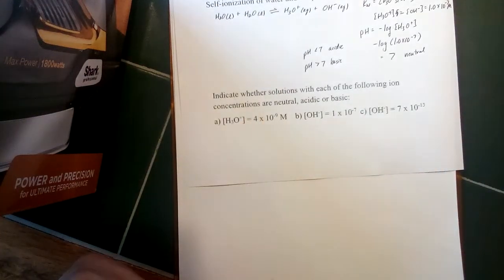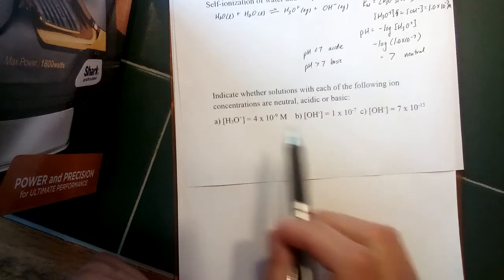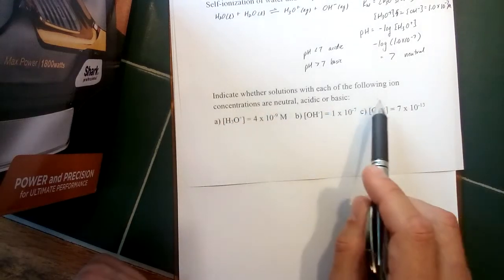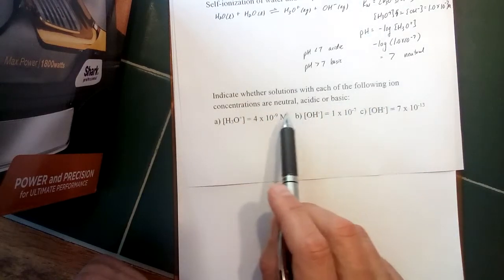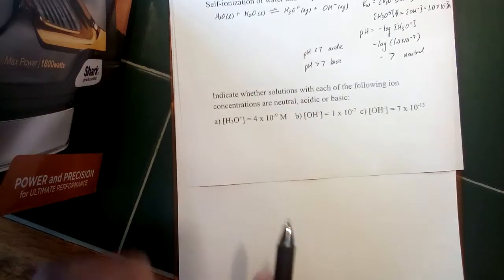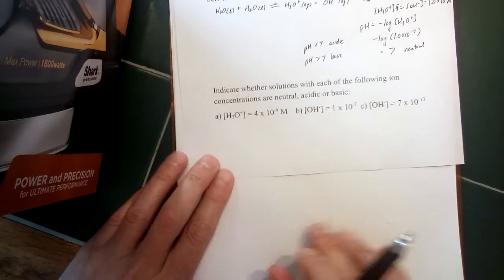So a couple examples down here, just comparing hydronium and hydroxide ion concentrations and calculating pH. The directions here indicate whether solutions with each of the following ion concentrations are neutral, acidic, or basic. The way we're going to do that is by actually calculating the pH for each of these solutions.